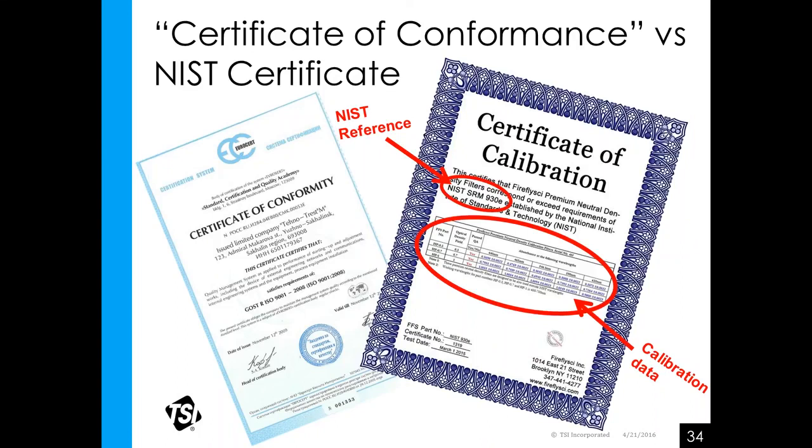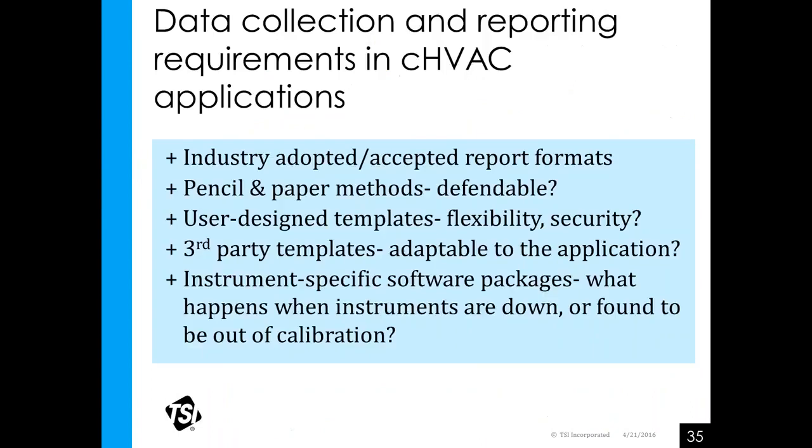There are industry-accepted report formats for data collection, and the reason we get on this part of the message in critical HVAC is it's all about the data. There are industry-adopted reports, especially in test and balance applications. There are a lot of situations where the pencil and paper method is still used, and that's fine. My question is, is it defendable? Can you defend the data that's there using pencil and paper?